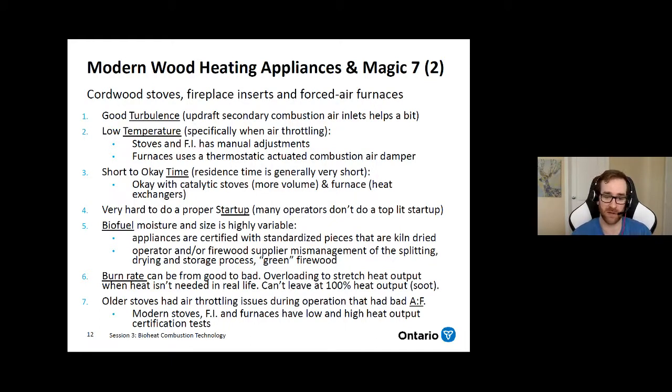So the uncertified stoves were really bad, because people would just close the keys so that it would stretch all overnight. And essentially what happened is you wouldn't have a lot of heat coming out, but you'd be smoking, essentially losing a large fraction of the volatiles from the wood.